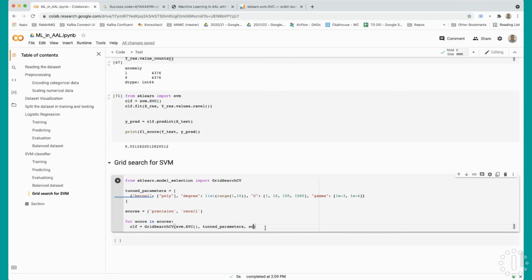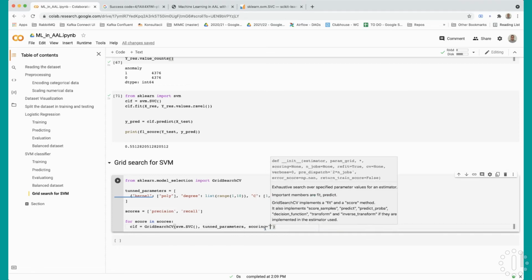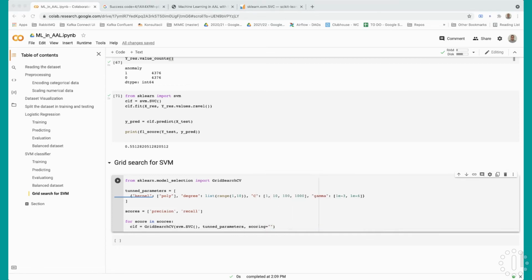Scoring also is expected, which will be the macro score. So what does this mean? It would be macro precision or macro recall, depending on which one is iterated at the moment.